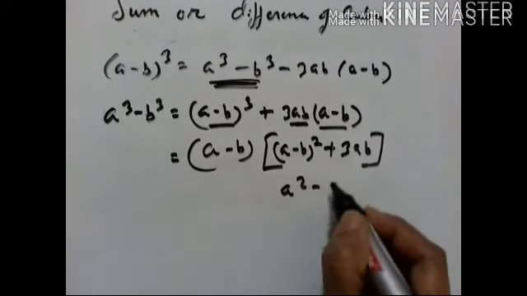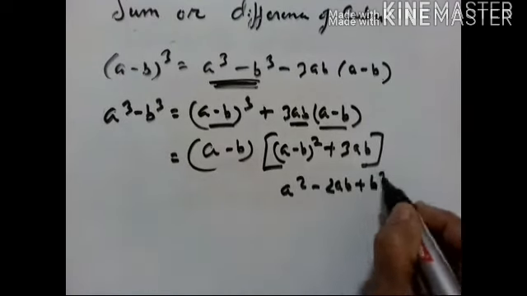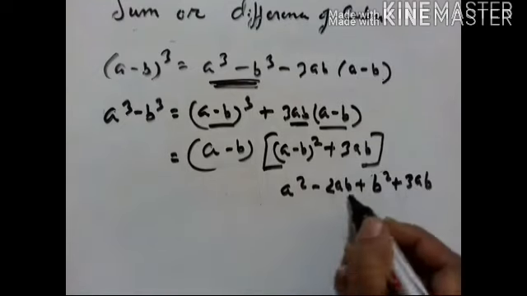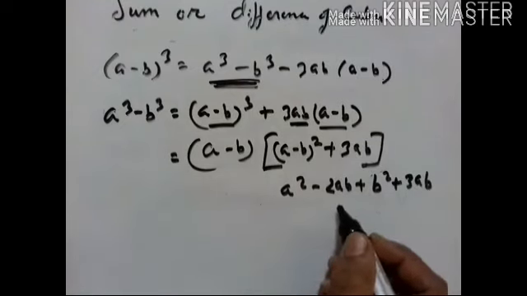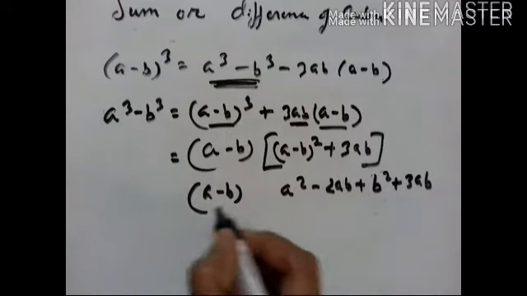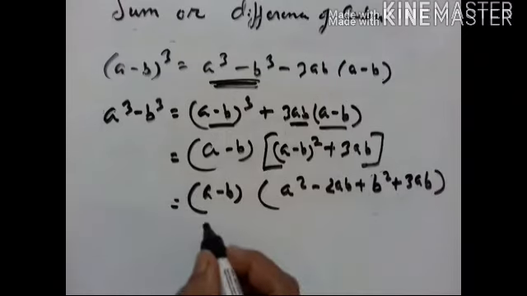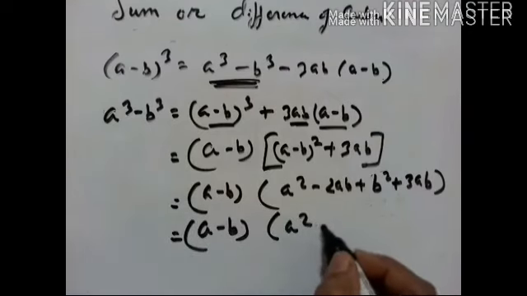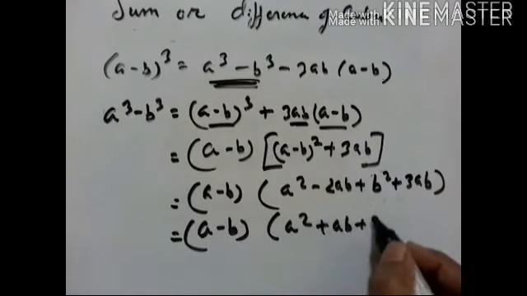This is equal to a squared minus 2ab plus b square, plus 3ab. 3ab minus 2ab is equal to plus ab. So a cube minus b cube is equal to (a - b) into (a squared plus ab plus b square).